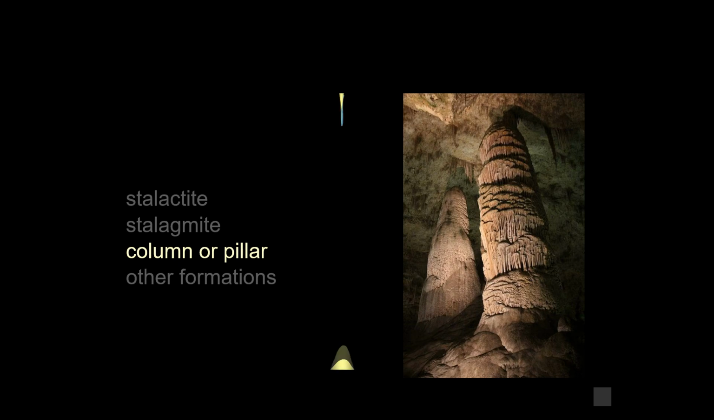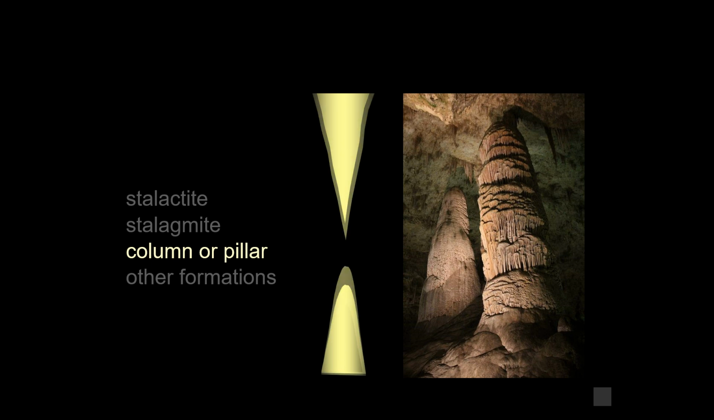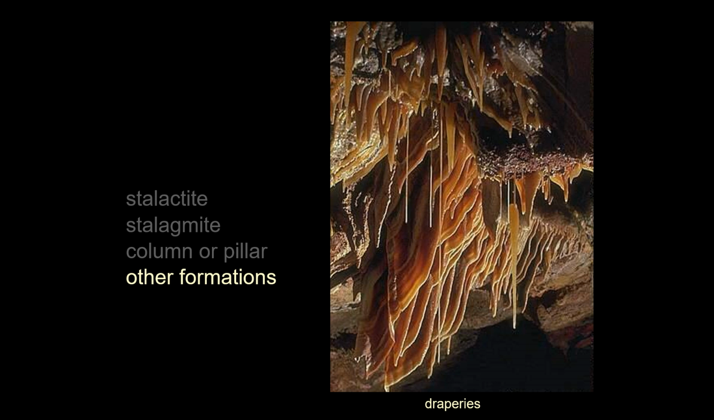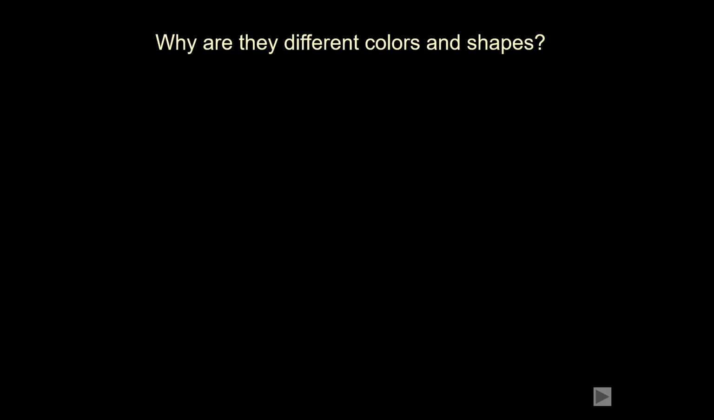Columns or pillars are where a stalactite and a stalagmite will come together. So here's my simulation in this animation of those things rapidly growing, in accelerated time, so you can see how the stalactite from the ceiling and the stalagmite from the bottom come together and form a column or pillar. Some other formations like draperies, and we'll look at a couple of different kinds of things you find in caves.